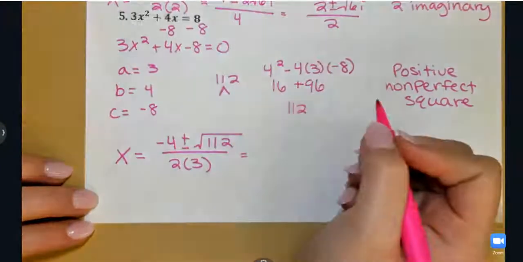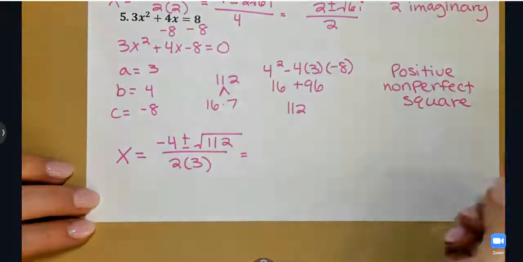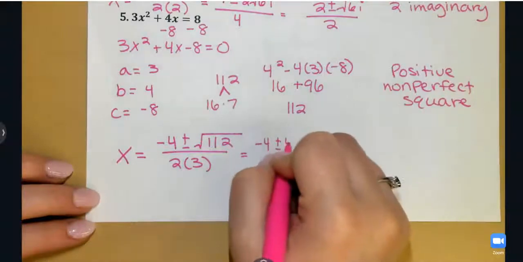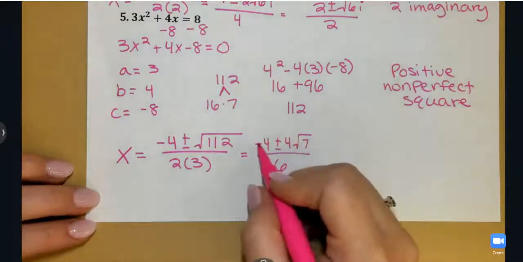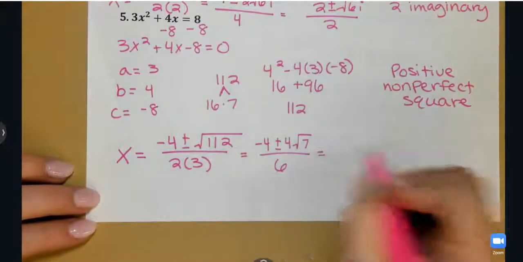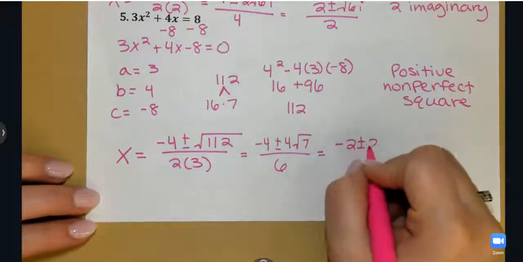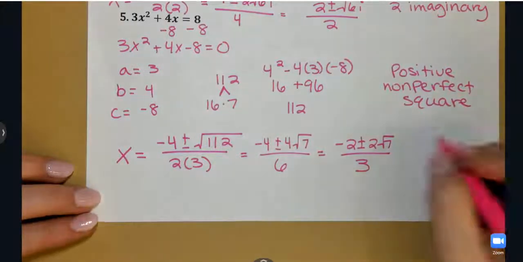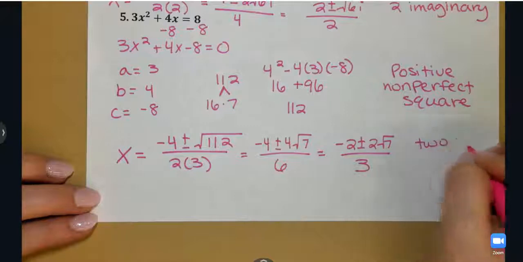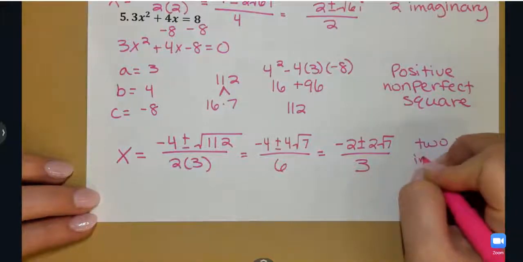112 can be simplified. It has a factor of 16, which is a perfect square. Okay, and this can simplify. Negative 4, 4, and 6 all share a common factor of 2. And so here are my solutions, and they are, in fact, 2 real but irrational numbers.